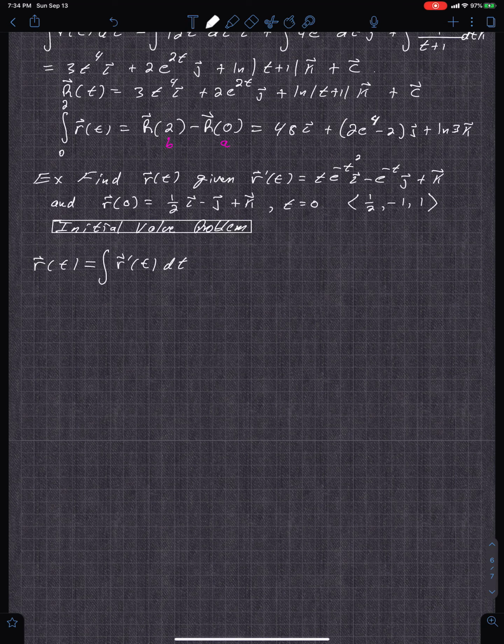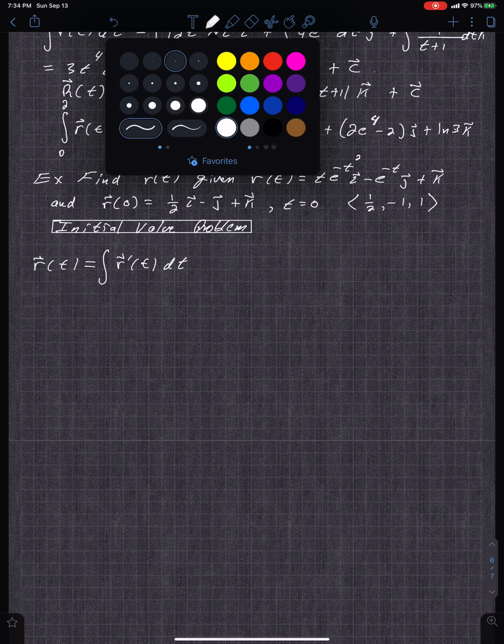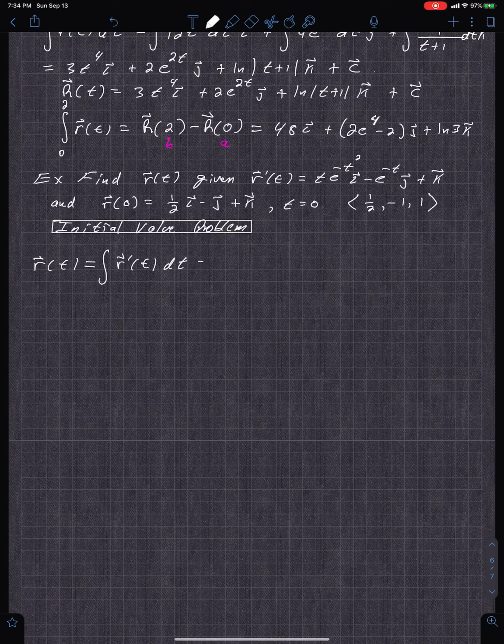All right, so try it from here. Pause it and try it. Let's come back now. You have the integral, and now you're evaluating this. I wrote it out for you. So we'll slow down here: t e to the negative t squared i minus e to the negative t j plus k dt.